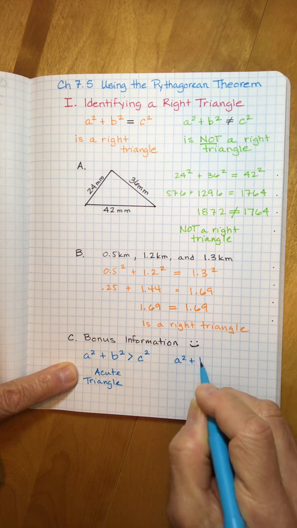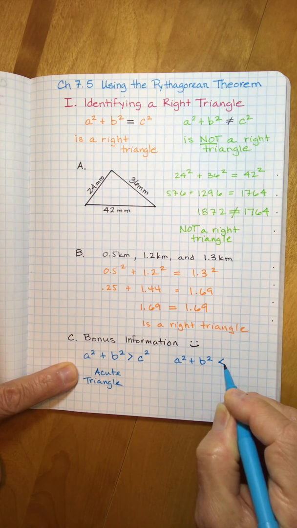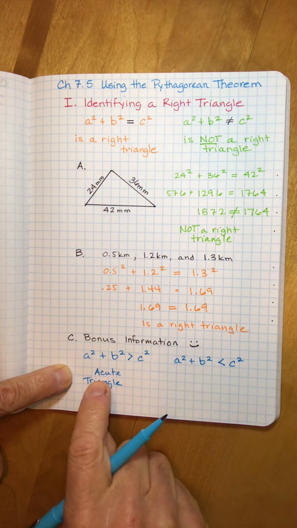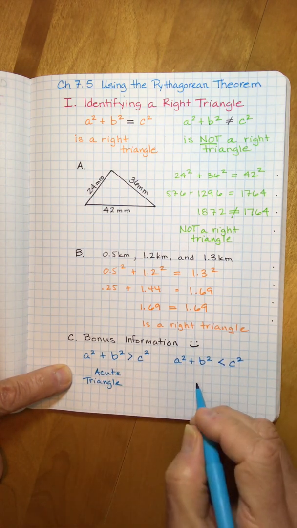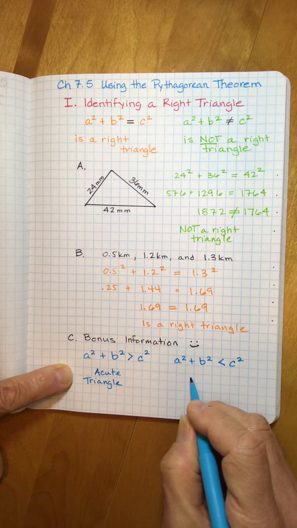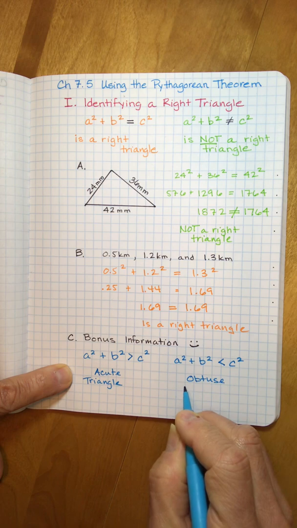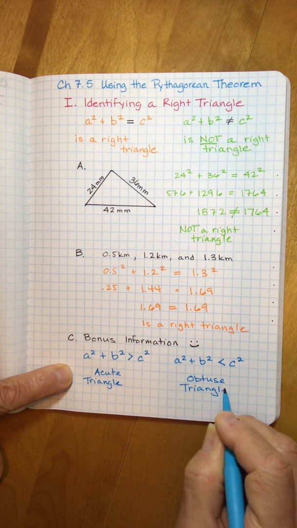When you square the legs and you add them together, if that sum is less than c squared, I want you to think about the answer, then that means this kind of triangle is not acute. Since these two symbols are opposites, then these triangles are sort of opposite as well. This one will be an obtuse triangle. You'll see this next year when you're in the 9th grade. Okay?